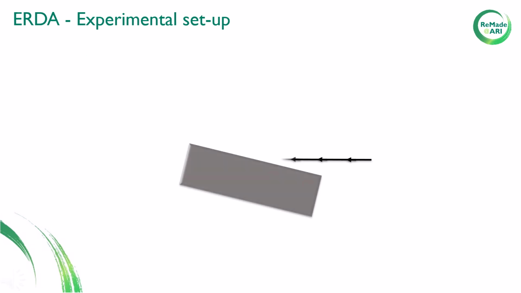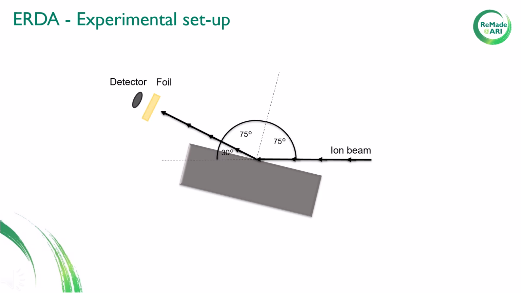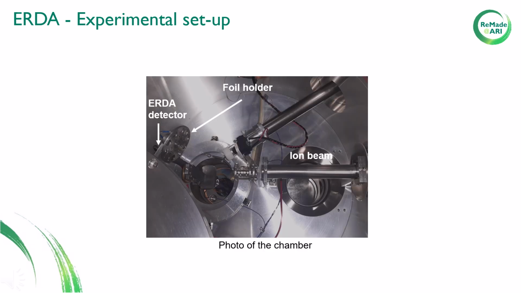We use ERDA in IBM geometry, where the incident beam, exit beam, and the surface normal are in the same plane. The ion beam enters the sample at 75 degrees, and the recoil particles are detected by a detector located 150 degrees below the beam. Before this detector a polymeric foil is placed, which is a trap for the heavier ions. The scattering angle is typically 30 degrees. For ERDA measurement we usually use 2.5 MeV helium ions, and from the measurement we obtain the typical ERDA spectrum.